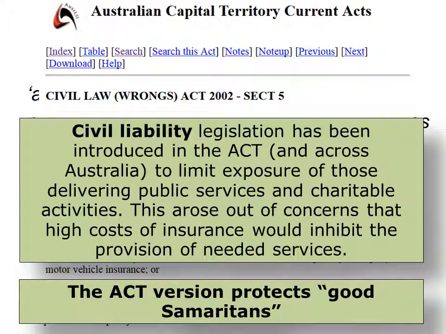So, in every state pretty much in the country, they brought in civil liability legislation so that people are limited in how much they could be sued for damages if you're delivering a public service or a charitable activity, because the insurance really did blow out. It went from a couple of thousand to 25,000 in one service I know about. And in the ACT version, it protects Good Samaritans. I'm going to pause for a moment there.